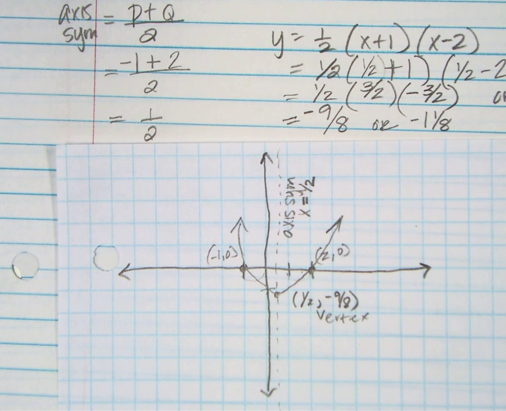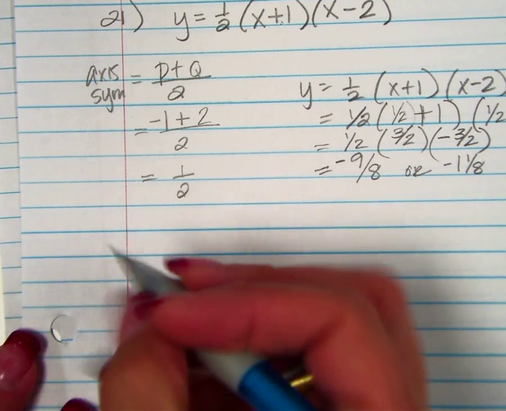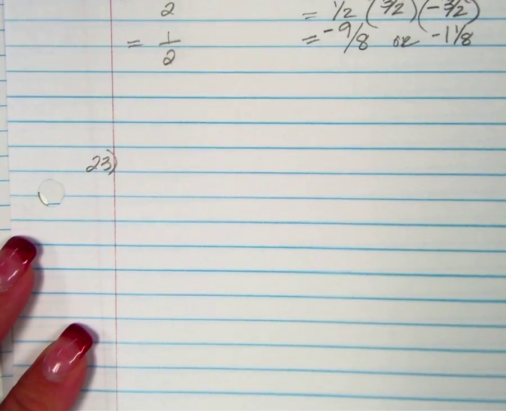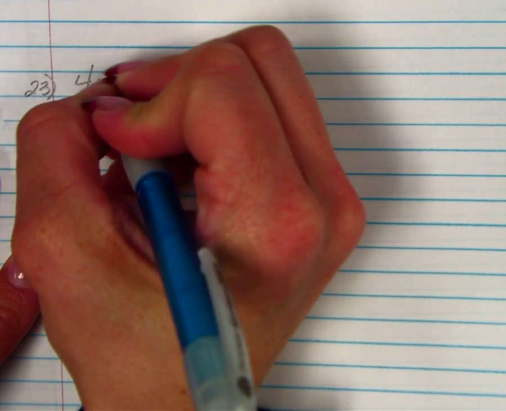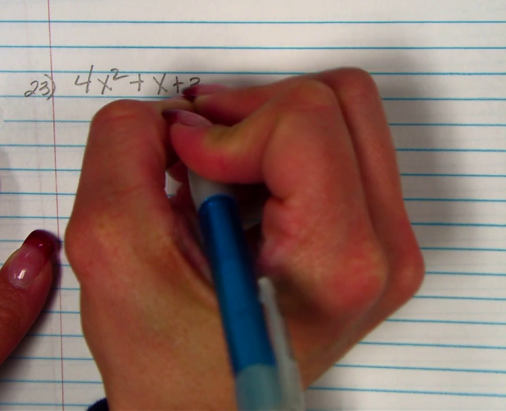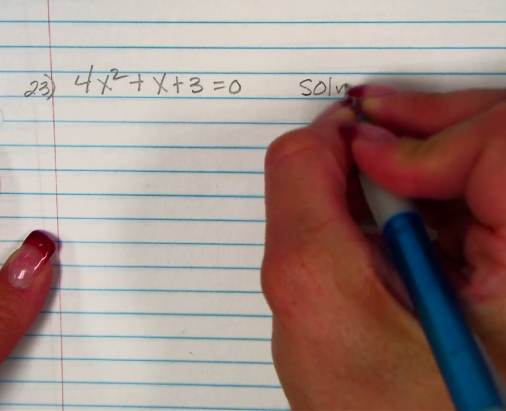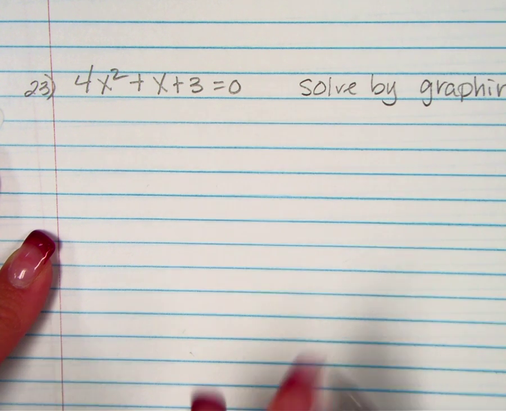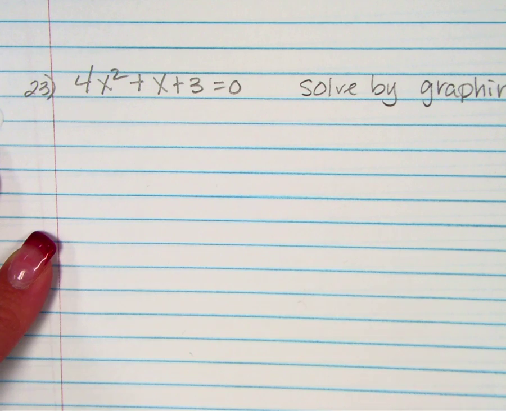It's the same kind, I'm pretty sure. What's the same kind? 23 has 21. No, oh, it says solve by graphing. It's a little bit different. Okay, so 23 says... Is that 22? The first one was 21. The second one is 23, and it gives you 4x squared plus x plus 3 equals 0, and it says solve by graphing. Okay, they want to make sure that you're practicing all the different methods.